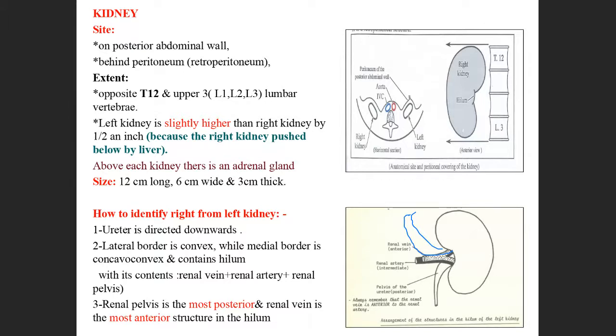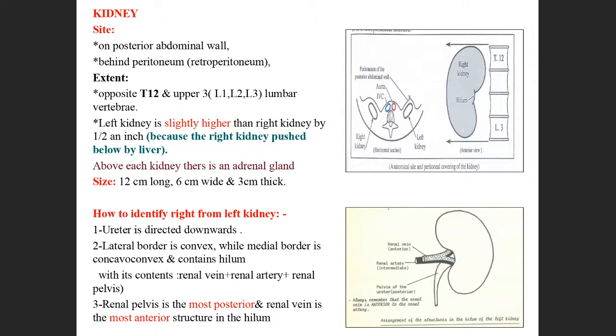Okay. Next, how about the structure? What are the borders of the kidney? The lateral border is the convex border, and this is the medial border. See this, the lateral border is convex, whereas the medial border has both convex and concave parts, and the presence of the hilum. So this is the hilum, where the structures enter and come outside.